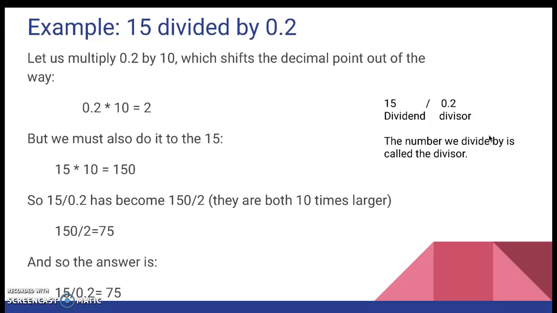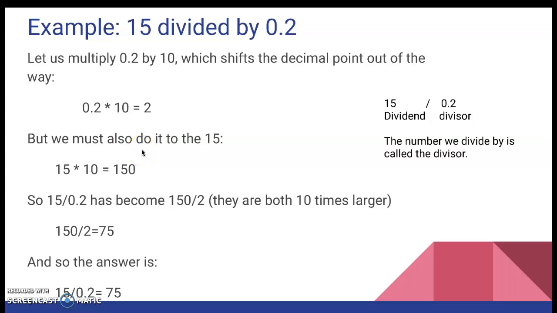So, as an example, 15 divided by 0.2. Let us multiply 0.2 by 10, which shifts the decimal point out of the way and kind of gets rid of it as a whole. So, 0.2 times 10 is equal to 2.